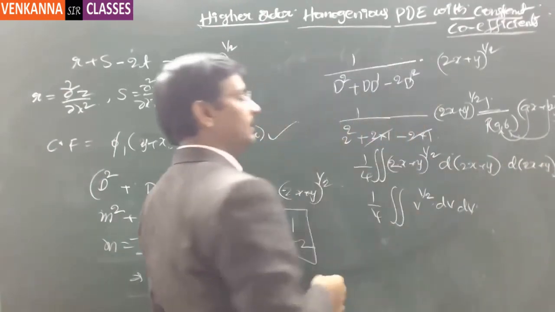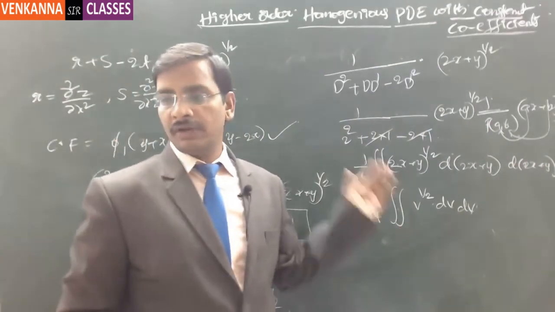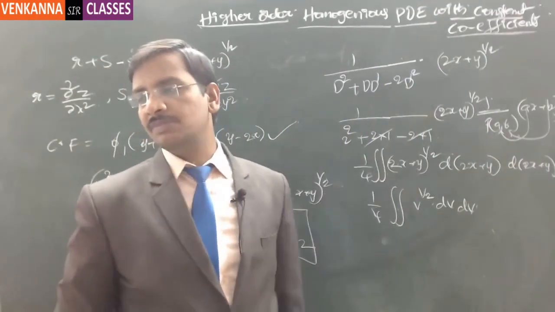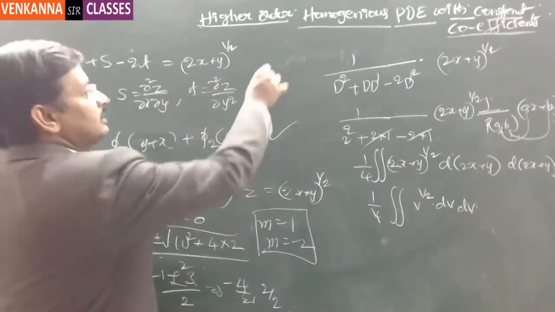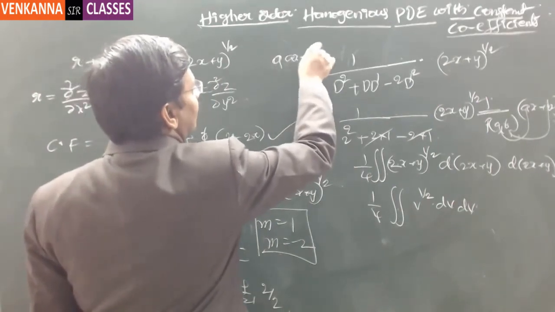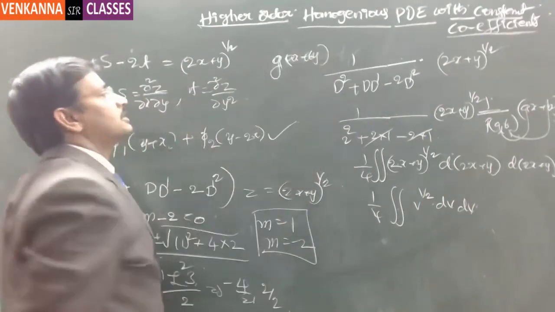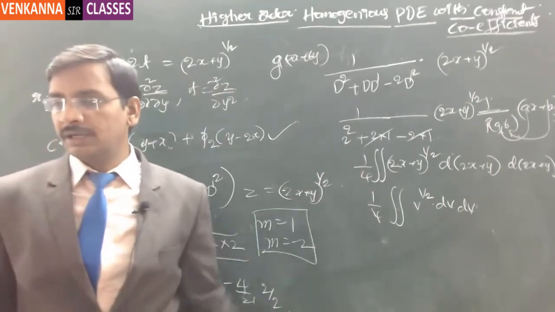So here you have to integrate 2 times. This is the methodology for finding the particular integral for any function of the form ax plus by on the right side. So this is g of ax plus by format, where g is a function given as (2x plus y) whole power 1 by 2. Now this is the particular integral methodology.